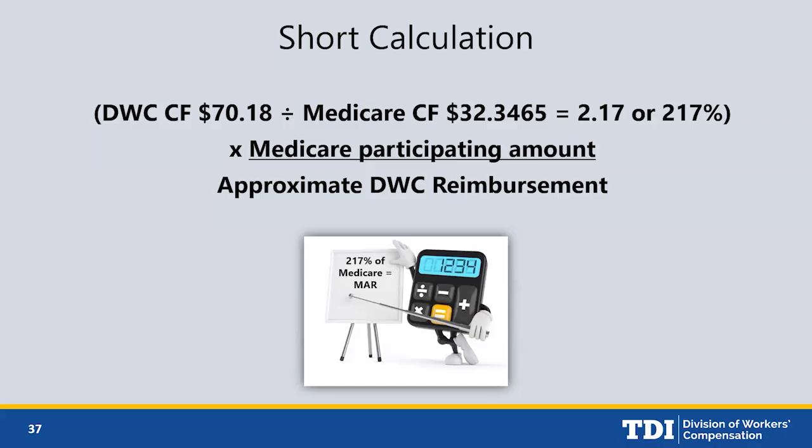So the shortcut is, if you're in January, you see Medicare's published their conversion factor. This year it is $32.3465. So you would take ours divided by theirs, and it comes up with 2.17 or 217%. You would take what Medicare would pay you and multiply times 217%. That comes up with our MAR. So our conversion factor divided by theirs is going to give you the percent.